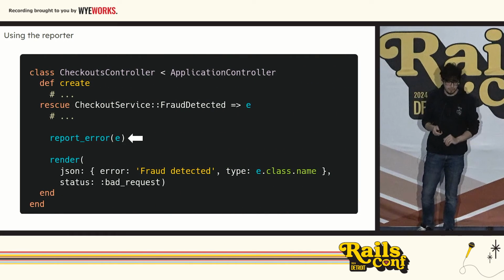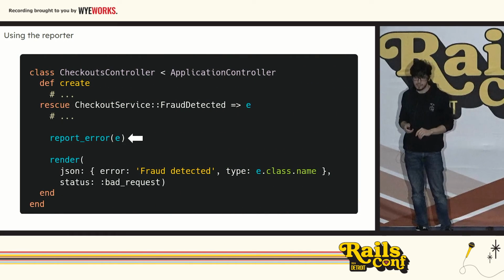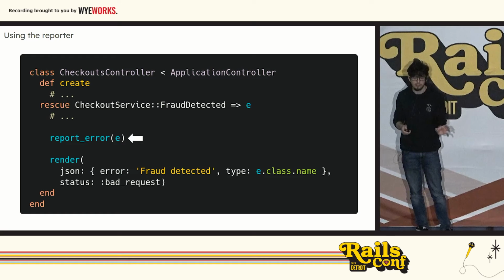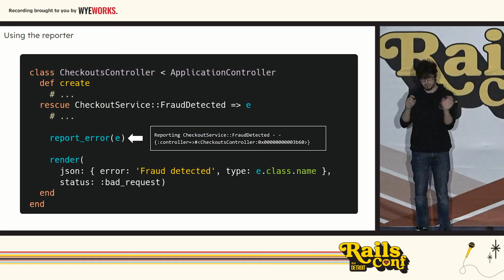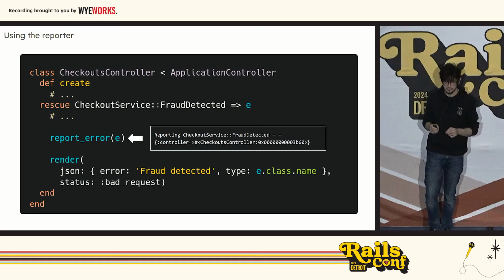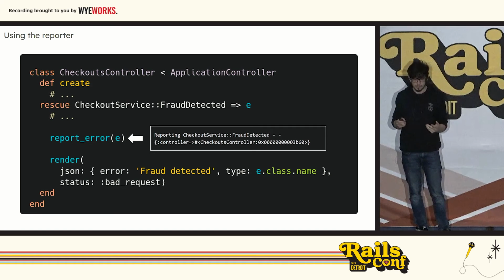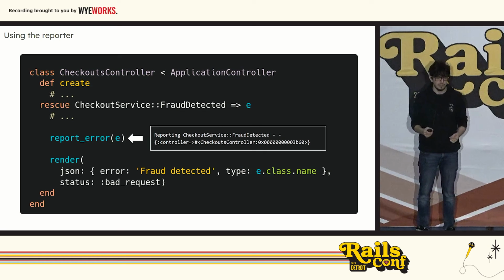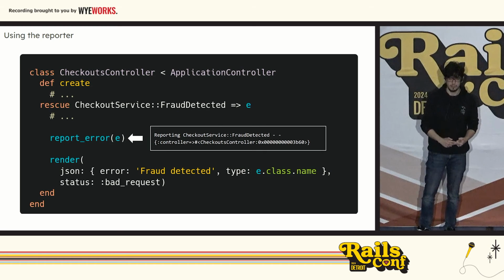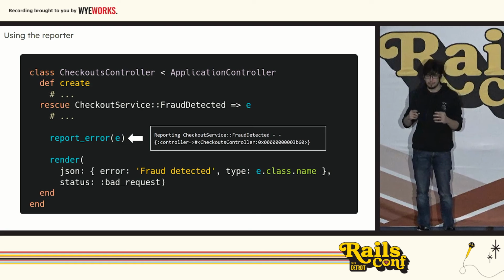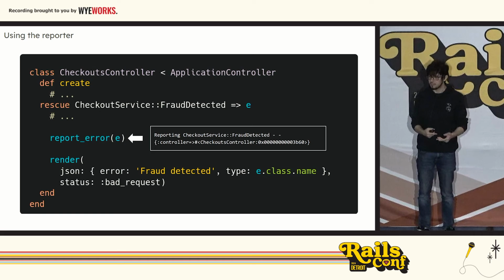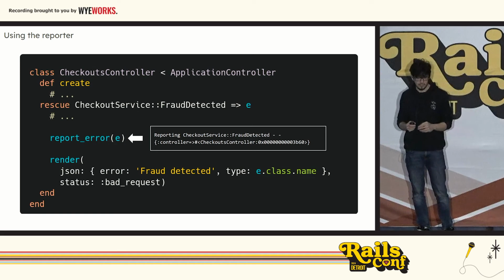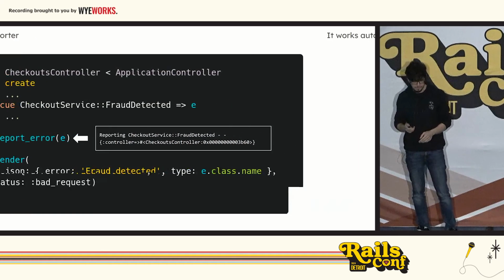So if you go back to our checkout service, inside that fraud detected error where we called report error, you're going to see that what is logged by Rails is reporting, because we wrote that in the puts method in the reporter. But notice that I didn't have to tell the reporter that the problem happened in a controller. It already knows it. All the metadata for that error is already inferred by Rails and passed to us in a way that we can use it the best way we need to.